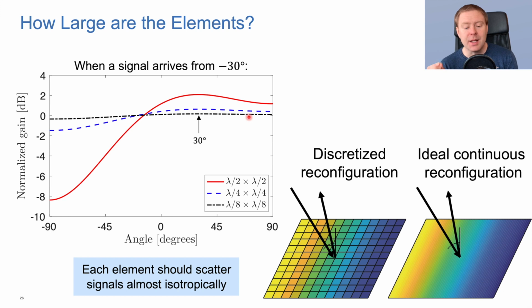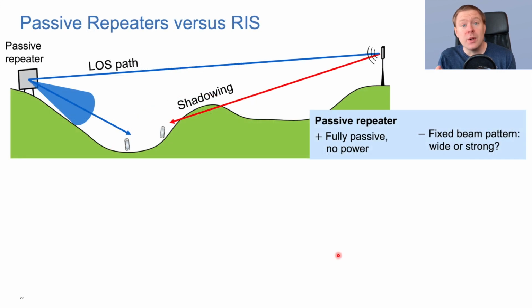So we want each element to scatter signals almost isotropically so that we can control the direction of the radiated signal, not because the element has a preferred direction, but because we can change the impedance pattern so that the different signals, all of them get re-radiated in all directions, but we get constructive interference in a direction that we can choose.